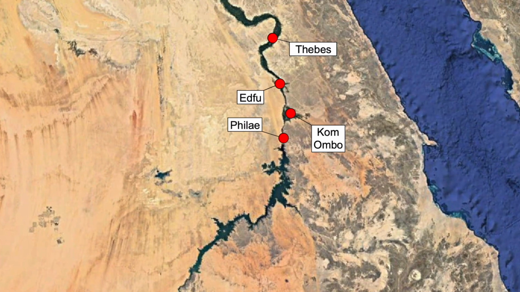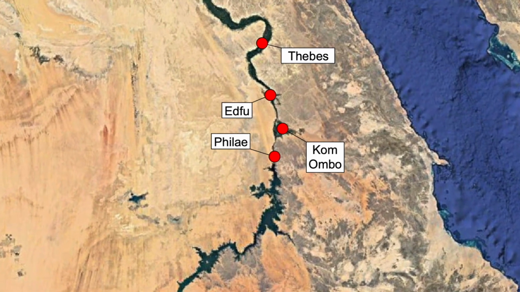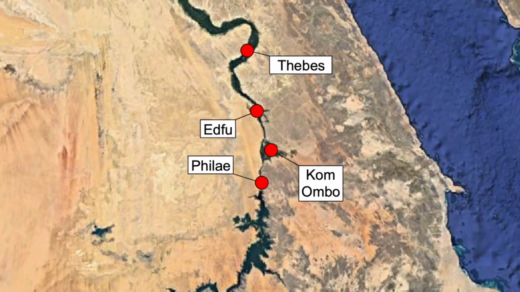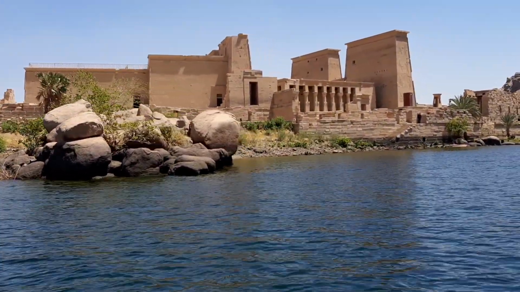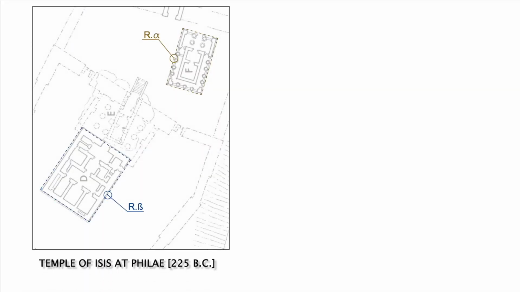Leaving behind Kom Ombo, we finally arrived at Aswan, the island of Philae, the great temple of Isis and the architectural complex that surrounds all of it. In order to see its evolution, we will take two historic photos.